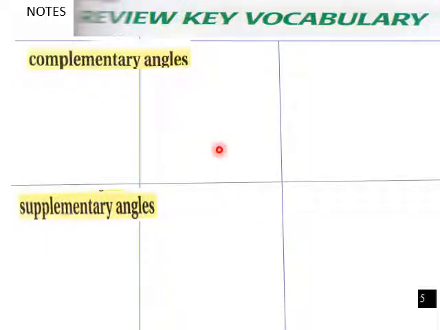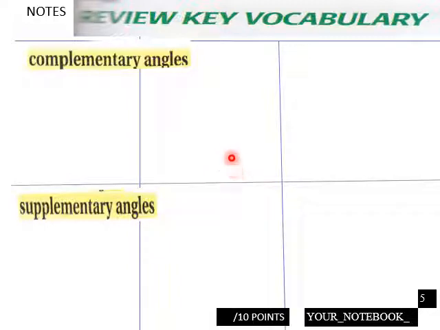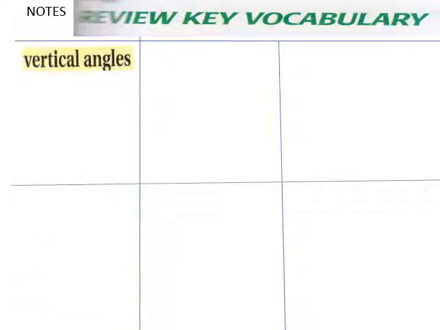And now some vocab. Students, this is your chance to put that into your own words. This gets your writing skills going and your vocabulary going for your math. Complementaries and supplementaries, and then a vertical angle.